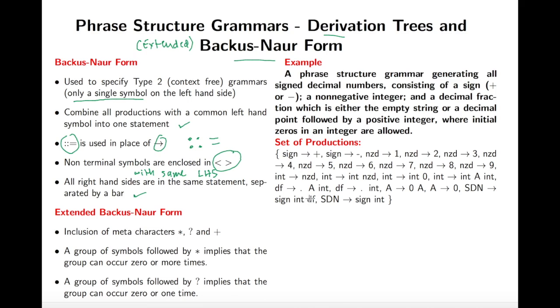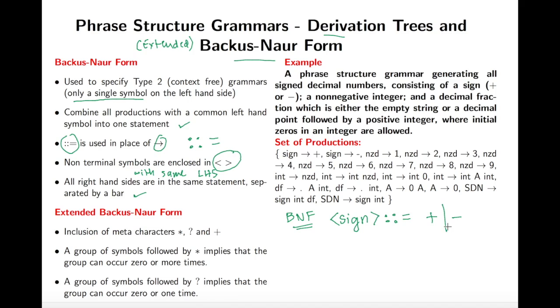So is sign terminal or non-terminal? Sign is actually non-terminal. So first of all we write the Backus-Naur form: sign, which is non-terminal, then the symbol, and then plus and minus. So then this means that this and this are taken care of by this.